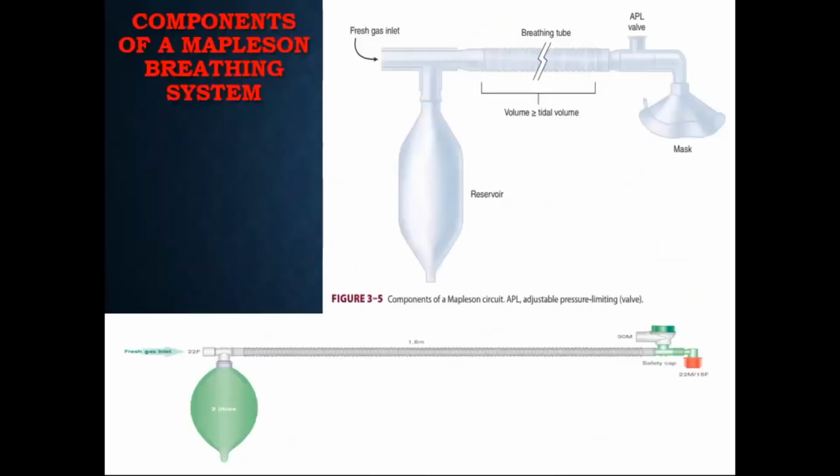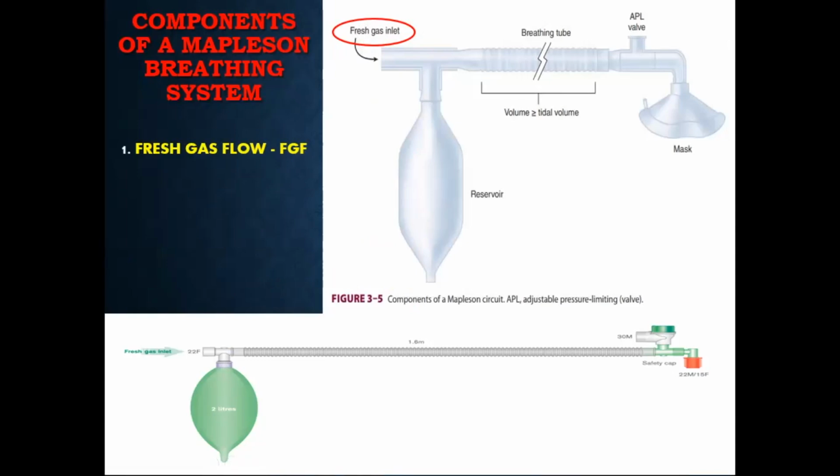So you have to know there are 4 main components in each Mapleson breathing system, which sometimes can be there, sometimes not there. By presence or absence of one of these components, you can identify which is which. Okay, first, fresh gas flow. Fresh gas inlet, it means a new oxygen is going through this inlet. Okay, there is a fresh gas flow.